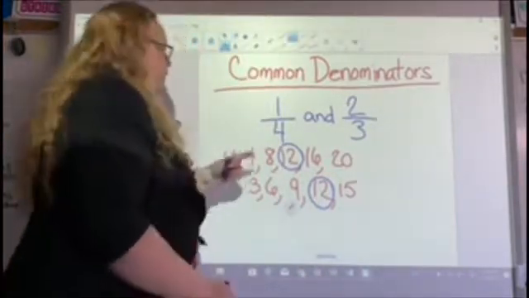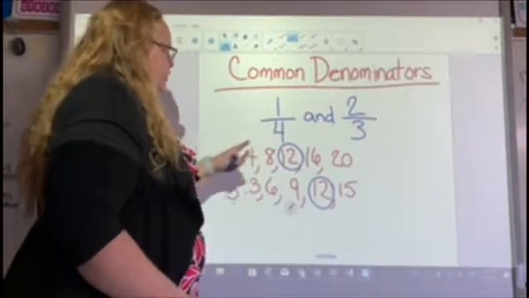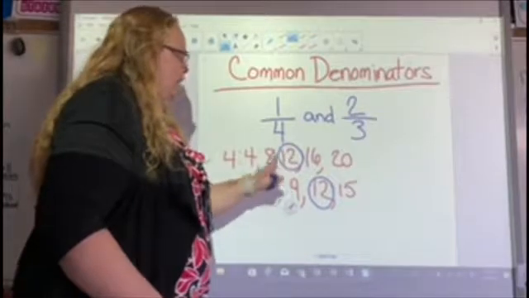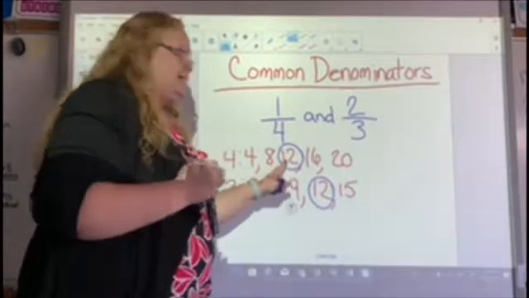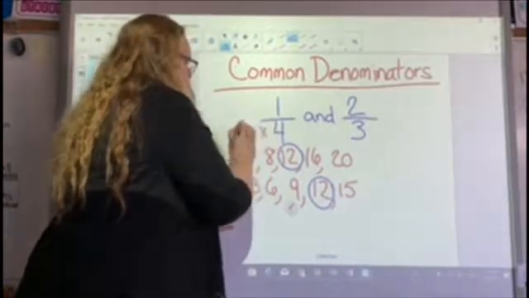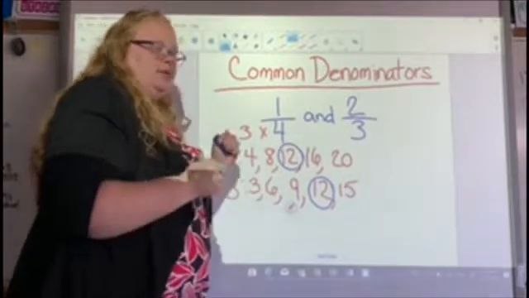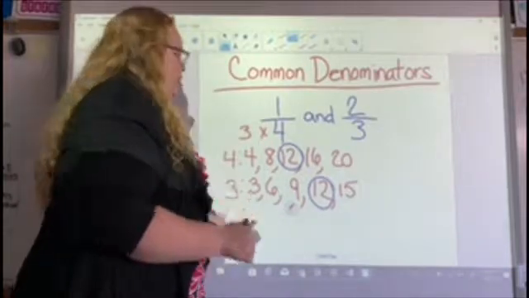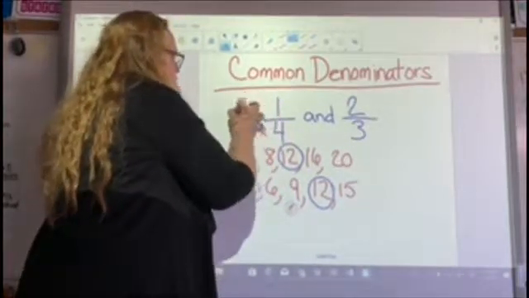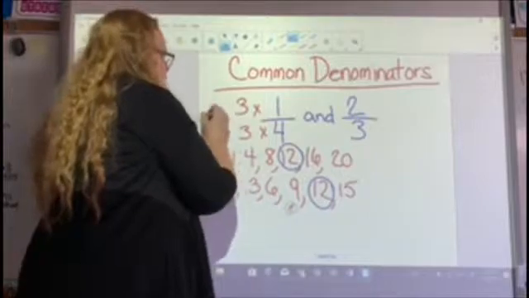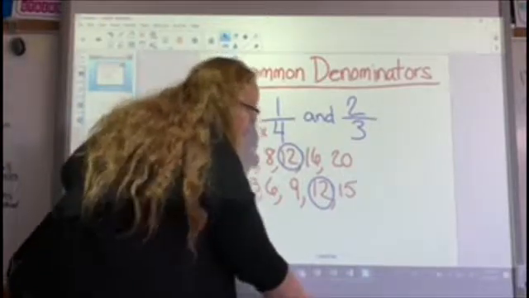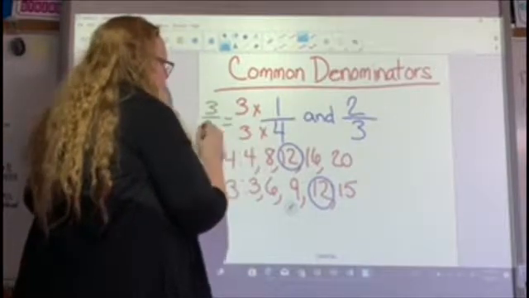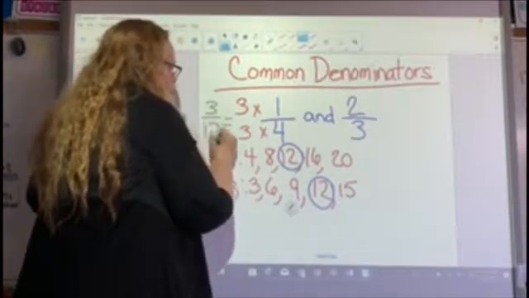So in order to get my 4 denominator to 12, I had to multiply by 3: 1, 2, 3. So times 3, and just like we've said before, whatever we do to that denominator, you have to do to that numerator. So times 3. So 3 times 1 is 3, and I know I'm writing backwards. I apologize for that, but I'm running out of room on my board. And 3 times 4 is 12.